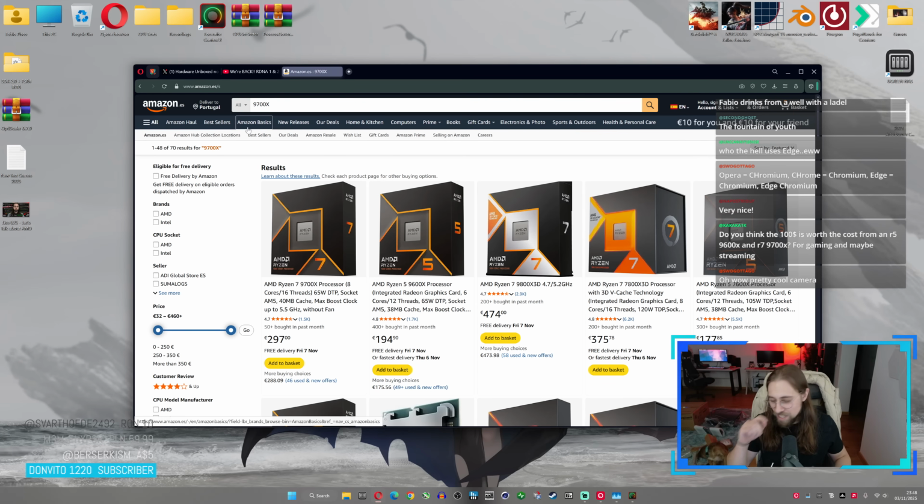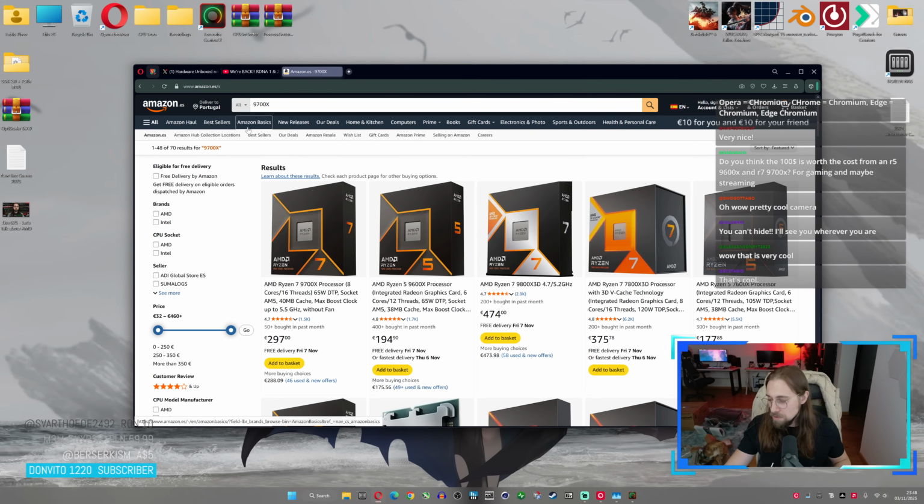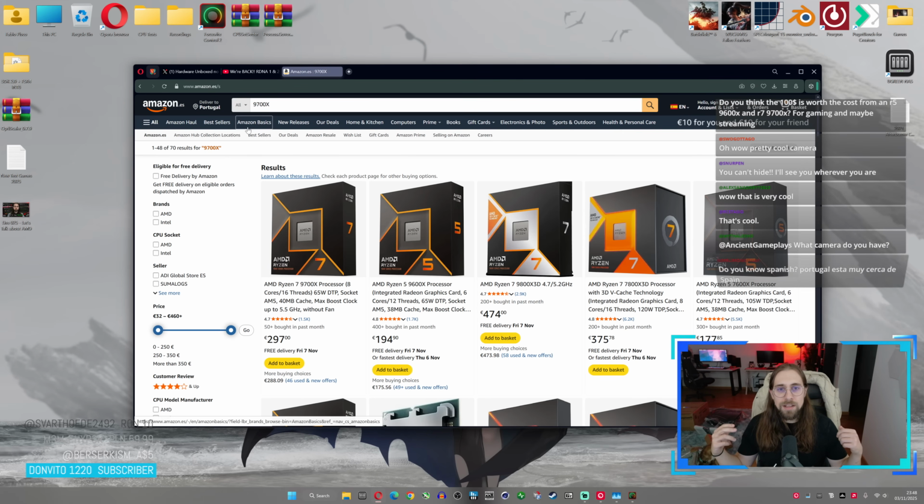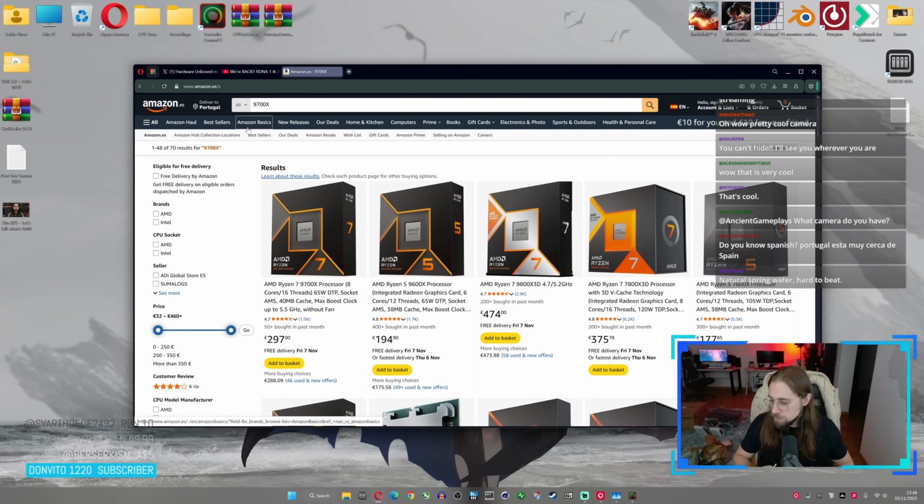Who the hell uses Edge? Well, I always have several browsers here, so yeah. Opera is Chromium, yes, I know it's Chromium. I just like the default features. Let's say that. I use Opera because I like the default features.